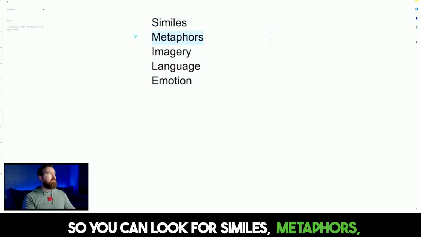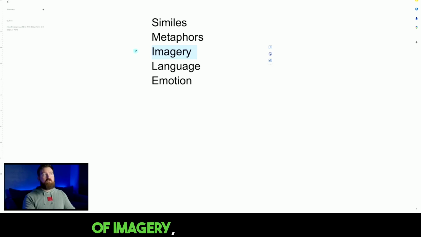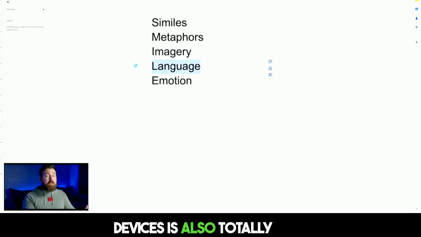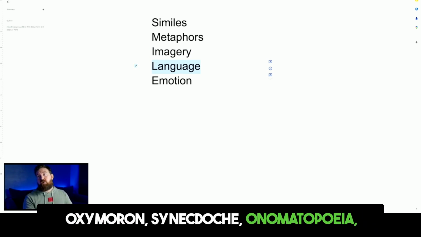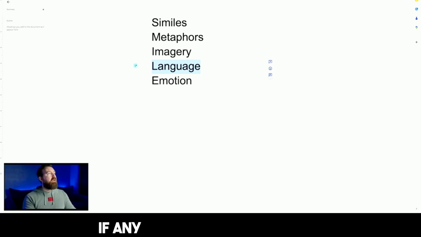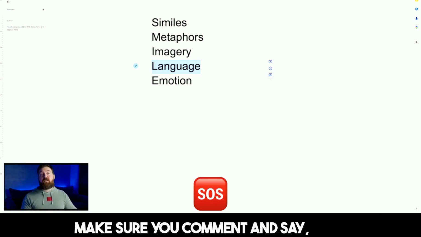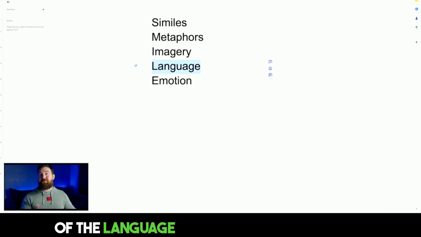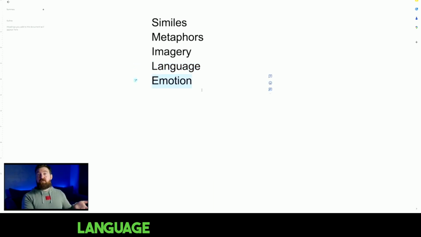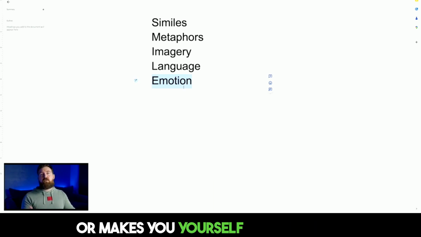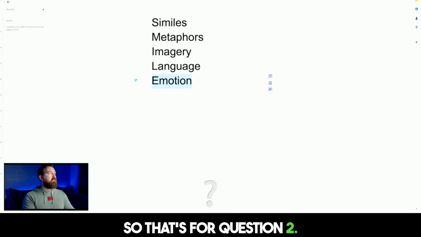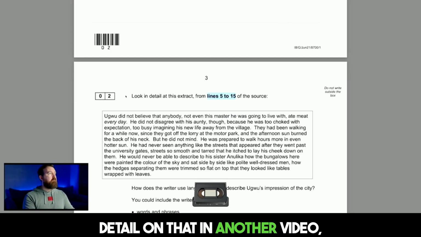So you can look for similes, metaphors, anything that provides some level of imagery. Any other language devices is also totally fine. You could look at things like juxtaposition, oxymoron, synecdoche, onomatopoeia, whatever, right? If any of those aren't familiar, make sure you comment, say help. I will be doing videos on all of the language devices you need to know. There's about 15 or 20 I recommend at GCSE level or IGCSE level. And then emotion, if there's any emotive language that gives you a sense of the emotion of the character or makes you yourself feel a certain emotion. So that's for question 2. We're going to go into much more detail on that in another video.